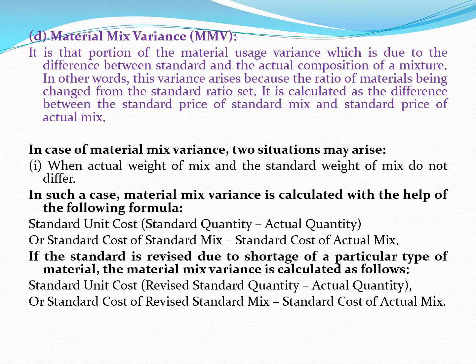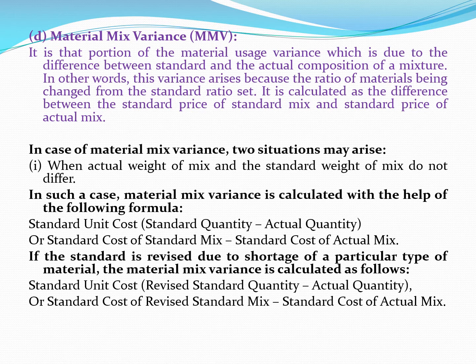In case of material mix variance, two situations may arise. One may be when the actual weight of mix and the standard weight of mix do not differ. In such a case, material mix variance is calculated with the help of this formula: standard unit cost multiplied by the difference between the standard quantity and the actual quantity, or standard cost of standard mix minus standard cost of actual mix.